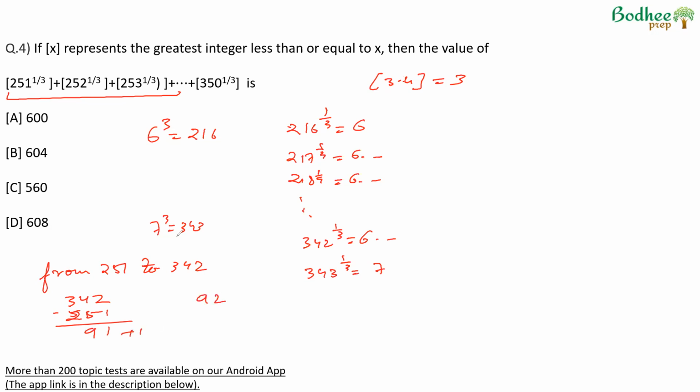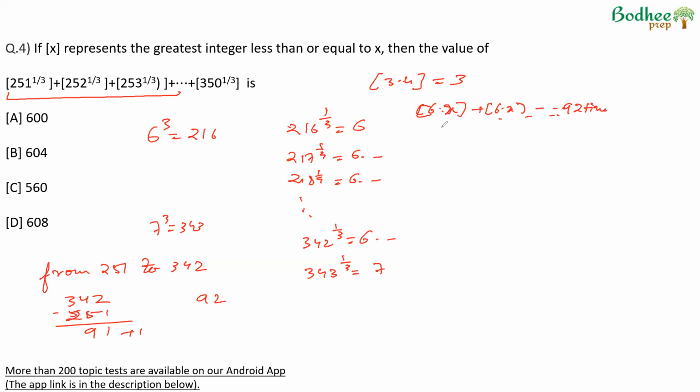92 numbers will be there from 251 to 342. So for the first 92 numbers, we'll have 6 point something. Suppose I'm writing 6 point x. X could take any value. Plus 6 point x plus 6 point x and so on. This will be there 92 times.